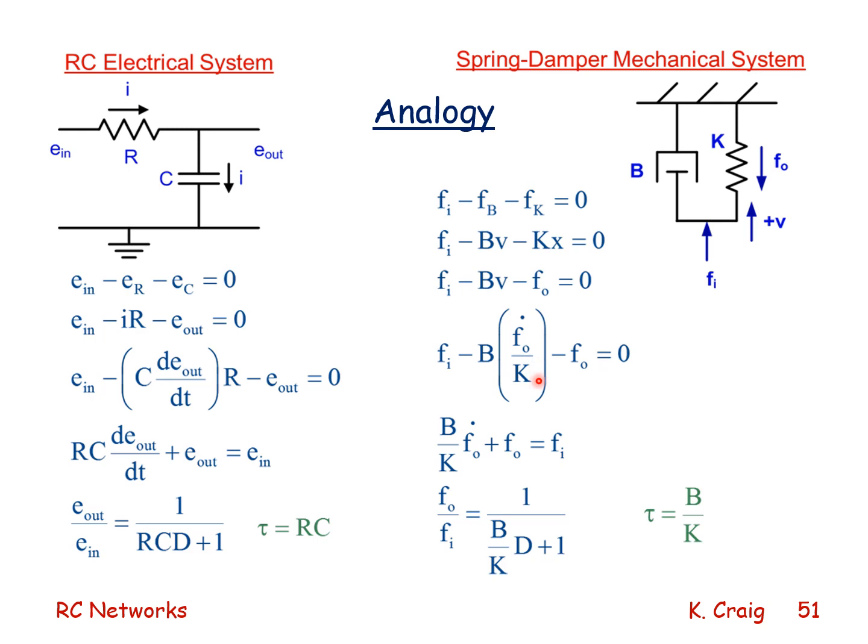Again, the damping force is B times V. The spring force is K times X, and that's F out. If I take the derivative of that output force, I get F out dot equals K times X dot, or K times V. V is then F out dot divided by K, which I've substituted here. So then if I rewrite that equation, I get the mechanical analog as we've already discussed.